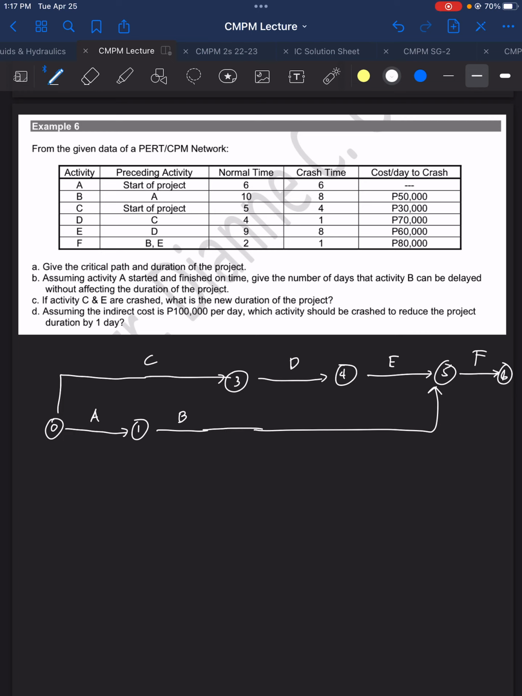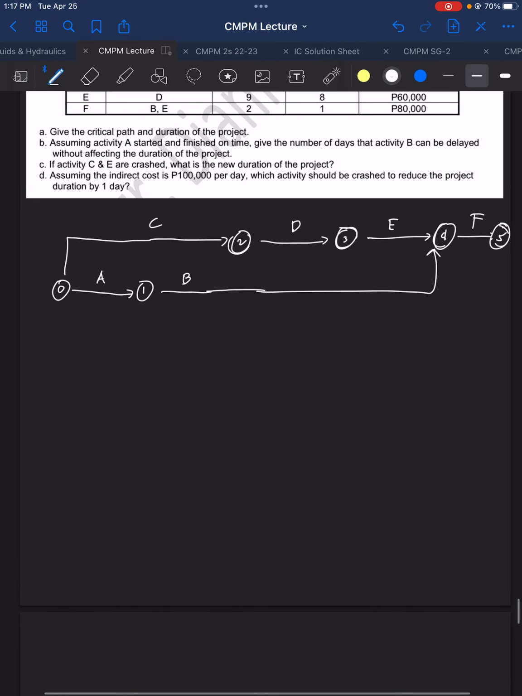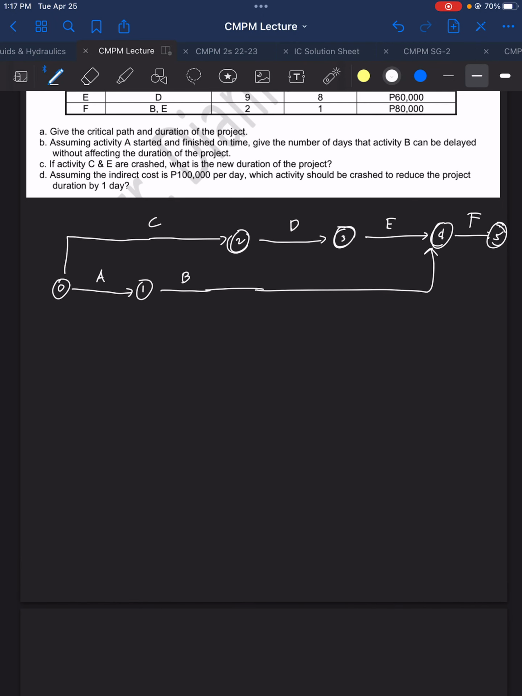So this is 1. Then we will change this into 2, 3, 4, and then 5. Okay, so let's arrange that here. C, D, E, F.